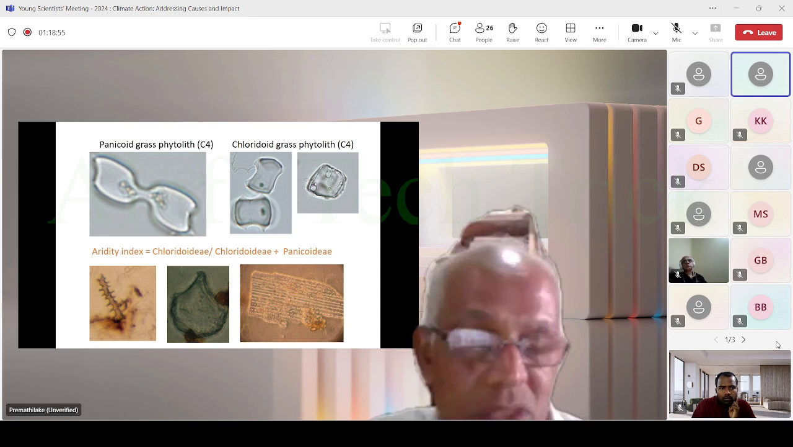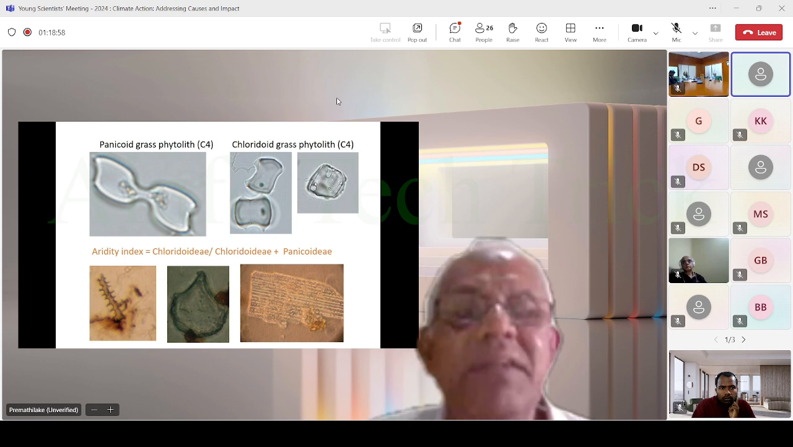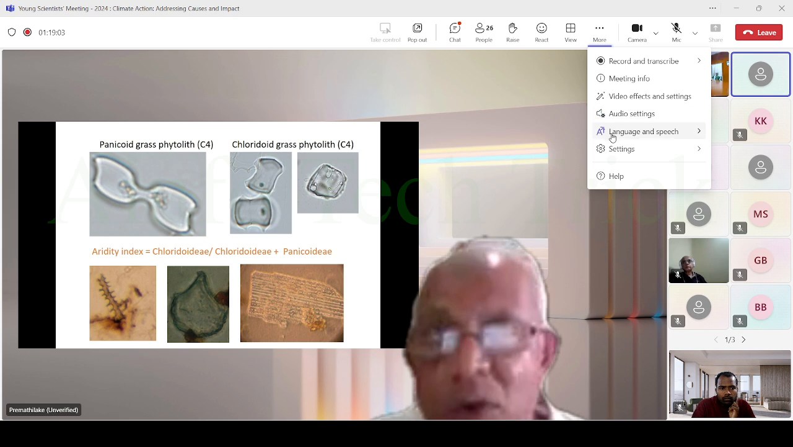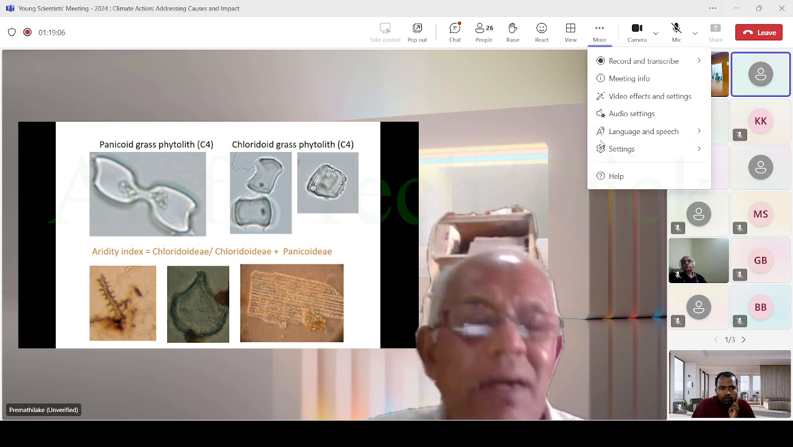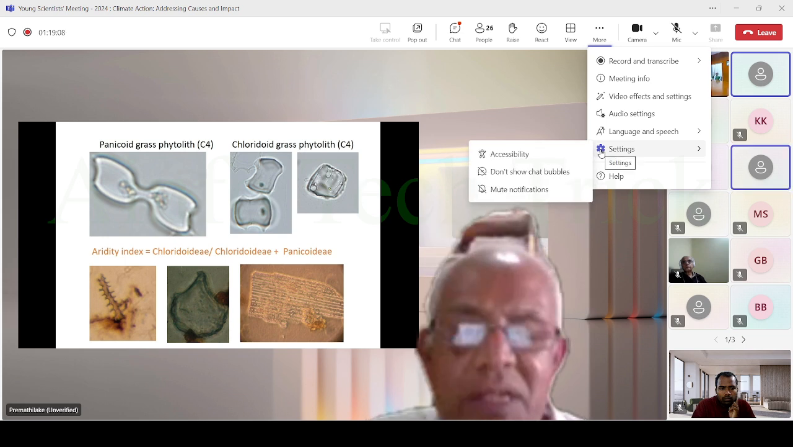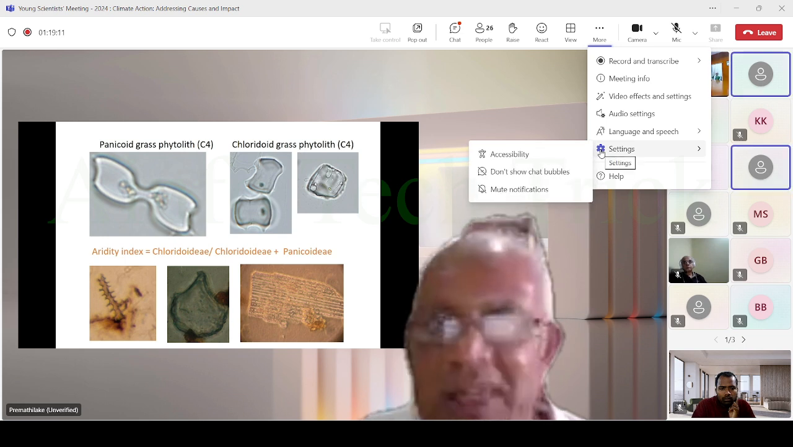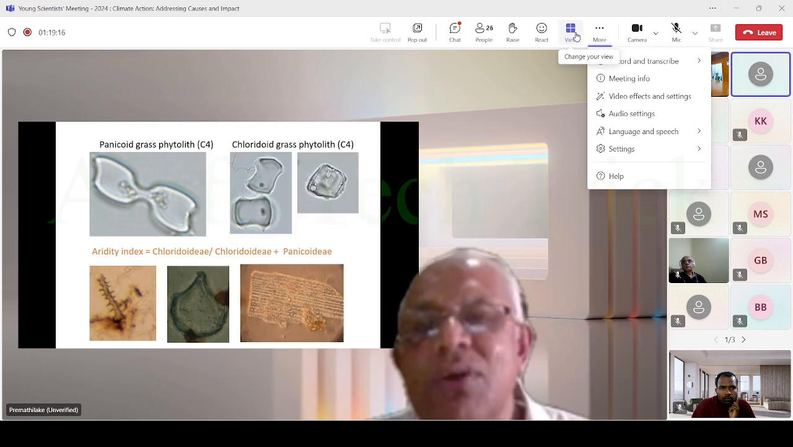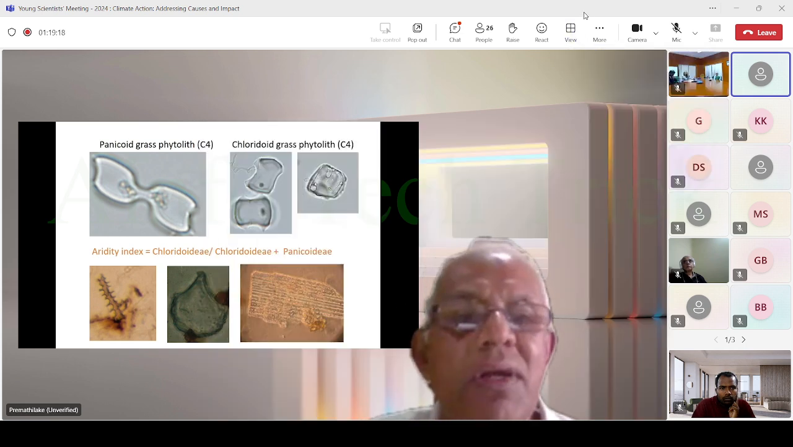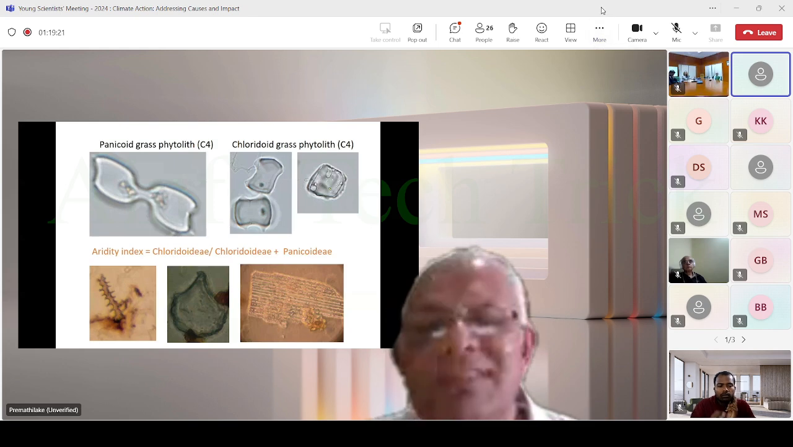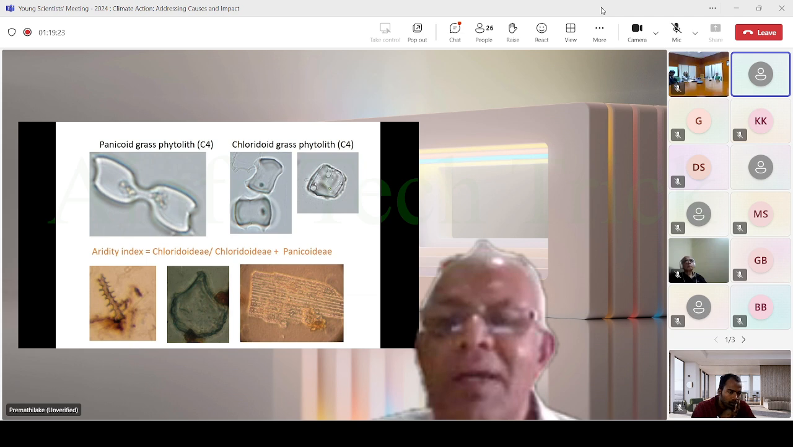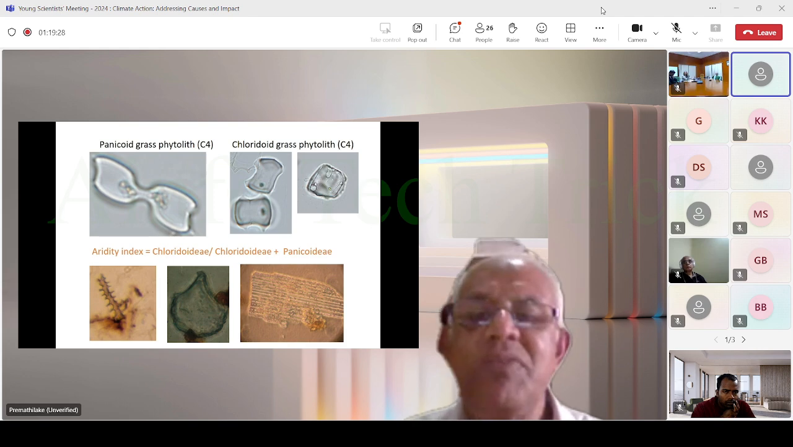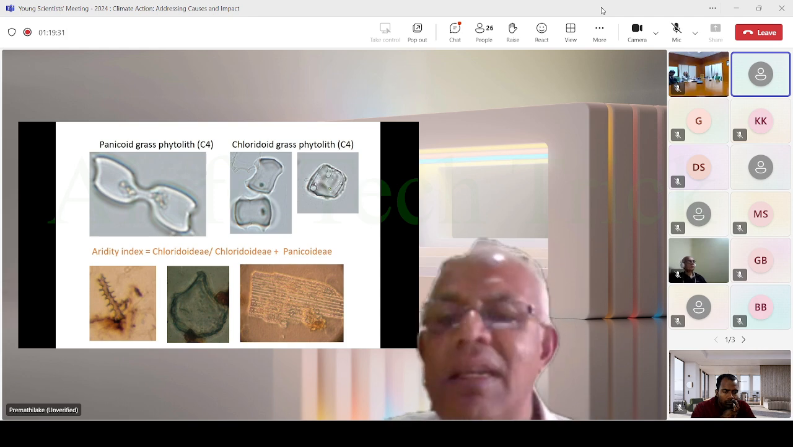Usually chloridoids grow in very arid areas, in arid climatic conditions. But panicoids prefer much water. They need more water to grow. So in that sense, these two types of phytoliths are very good indicators of moisture changes and aridity changes. So we use this to measure climate change. The aridity index is called the chloridoid-panicoid phytolith ratio. We count how many phytoliths we found in each sample, and we can measure the ratio between chloridoids and panicoids. The ratio between these two is an excellent indicator of aridity.